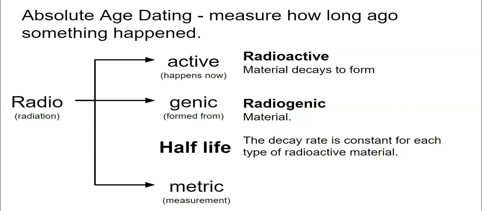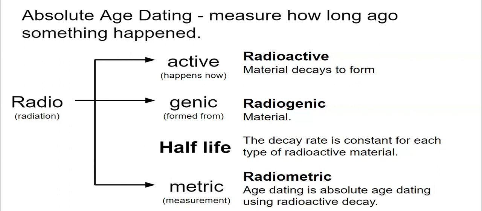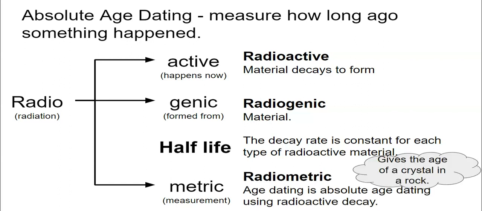You can use that speed and you can use the amount of radioactive and radiogenic material in a crystal to measure the age of that rock. That is called radiometric dating. Radiometric dating is a type of absolute age dating that's going to use radioactive decay to figure out how long ago something happened. So that's going to be all of our radio words. And this is important. Radiometric age dating is going to give you the age of a crystal that contains the radioactive and the radiogenic material trapped inside of it.